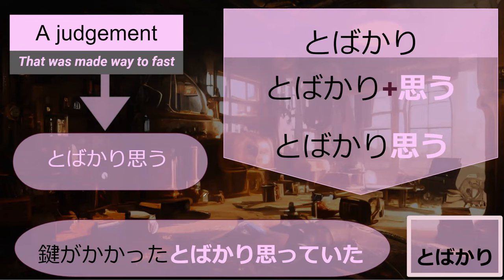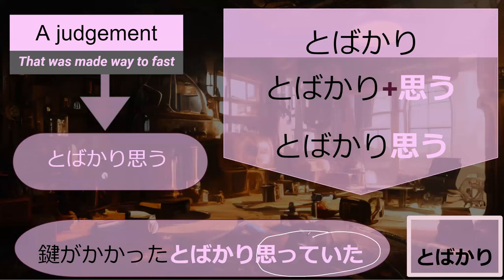Tobakari. So it's as if to think, but what it means is you made too quick a decision. You made judgment too quick. So what does kagi here is, it's a lock. Kagi ga kakatte tobakari omotte ita. You made the judgment to lock too quickly. Good guess. It says locked here, like it was locked. So this is like, I had thought it was locked. I had made the judgment too quickly and had thought that it was already locked, but I probably should have double checked. As in, the door was unlocked, but I assumed it was locked, is how it's used.